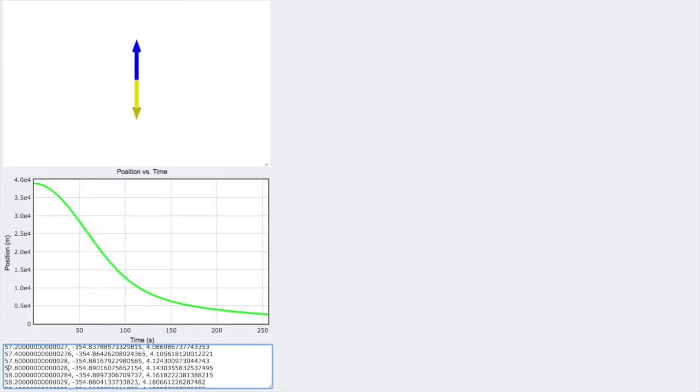After about 58 seconds, our object reaches its maximum speed of about 354.9 meters per second. This is lower than the actual speed that Felix Baumgartner reached of 377 meters per second. However, it is a pretty close value and it is more than the speed of sound.